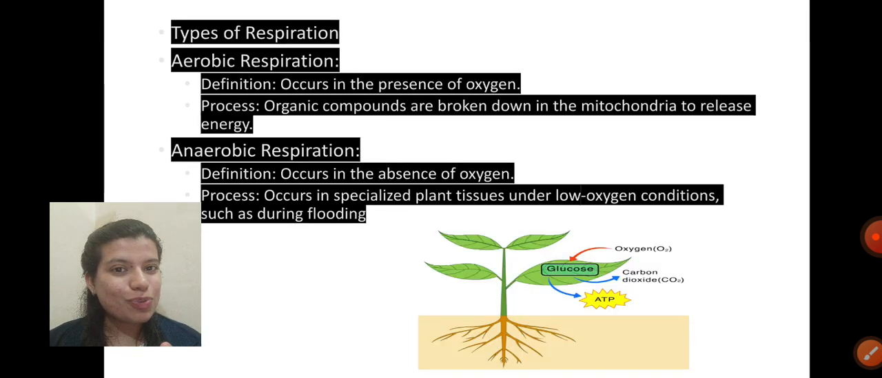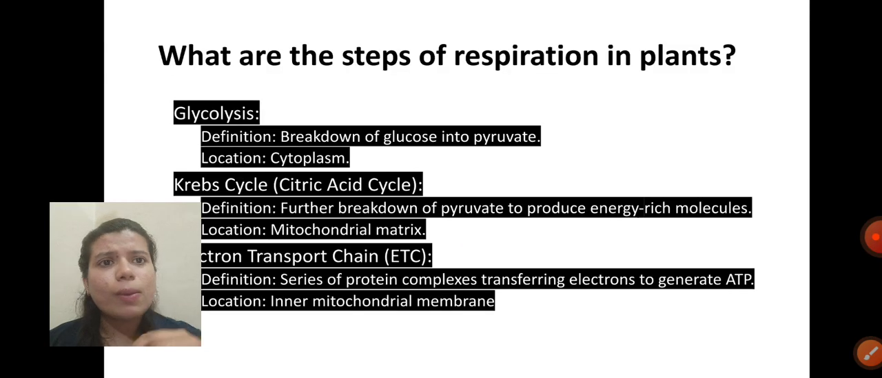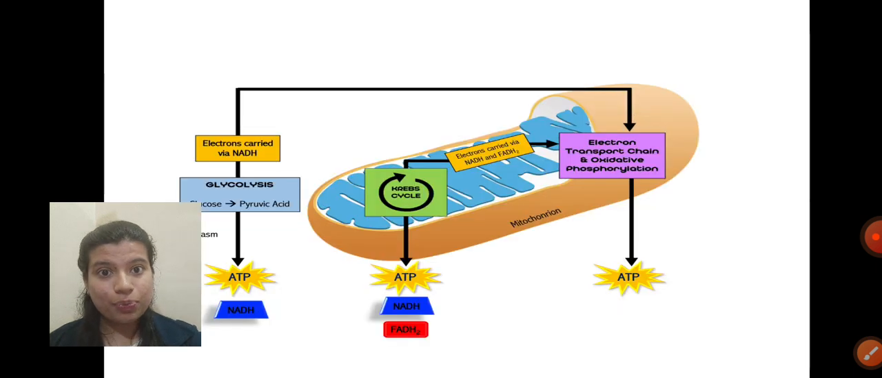There are two types of respiration, aerobic as well as anaerobic. In aerobic respiration, as the name indicates, it means presence of oxygen, abundance of oxygen. Anaerobic means absence of oxygen. There are some common steps in aerobic respiration like glycolysis, Krebs cycle, and electron transport chain.